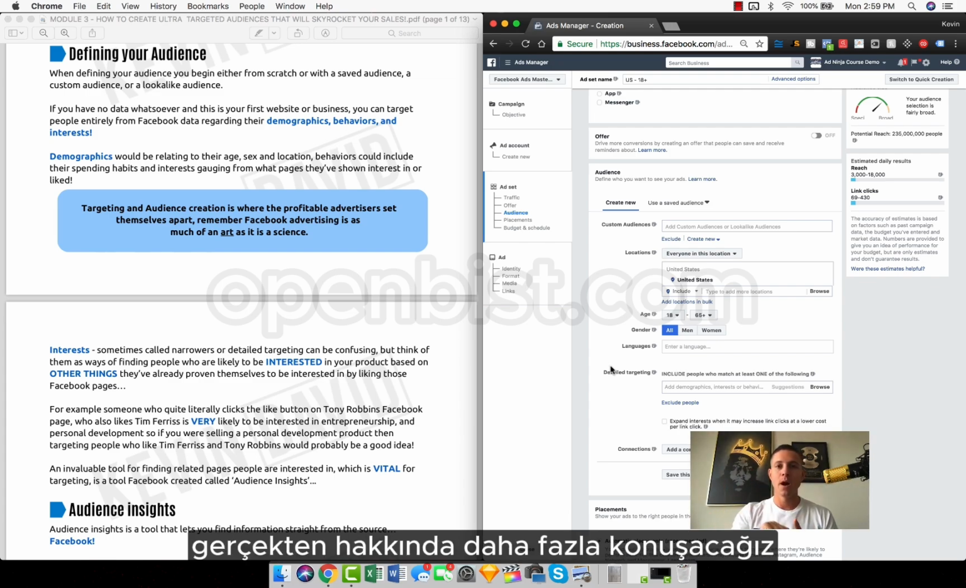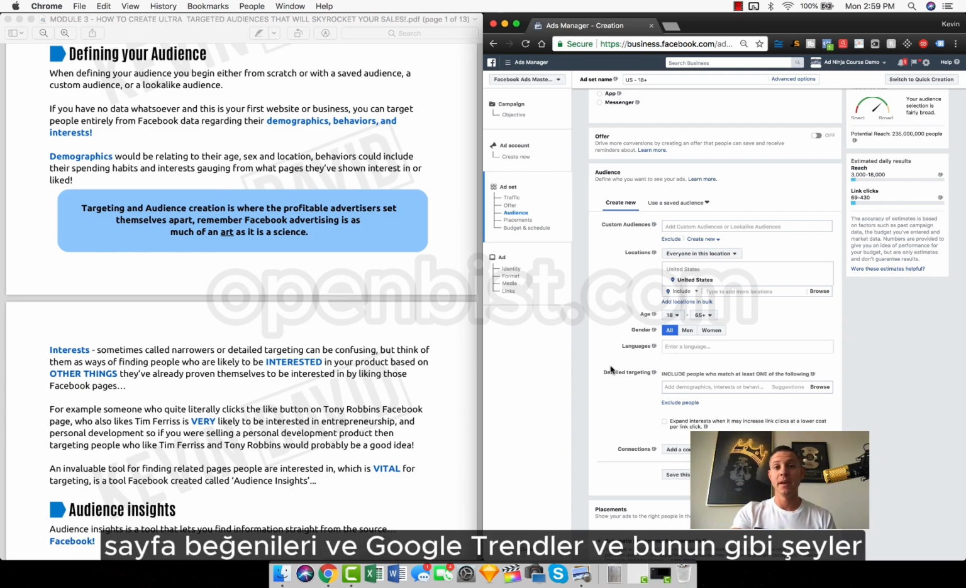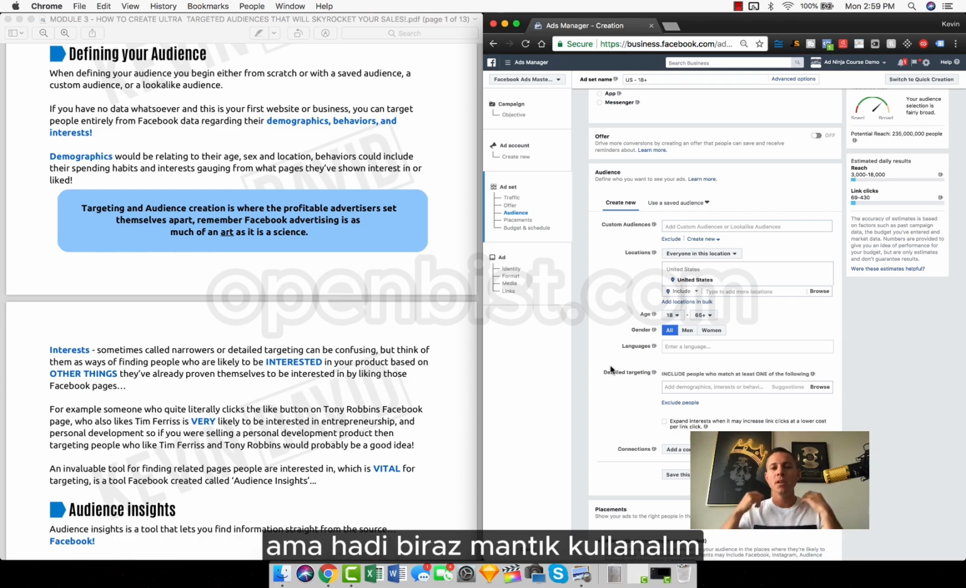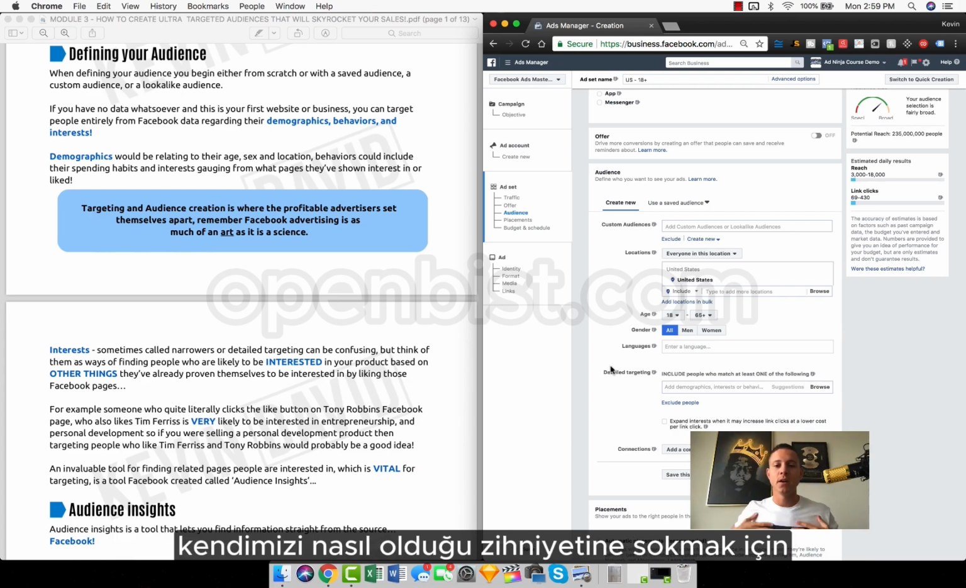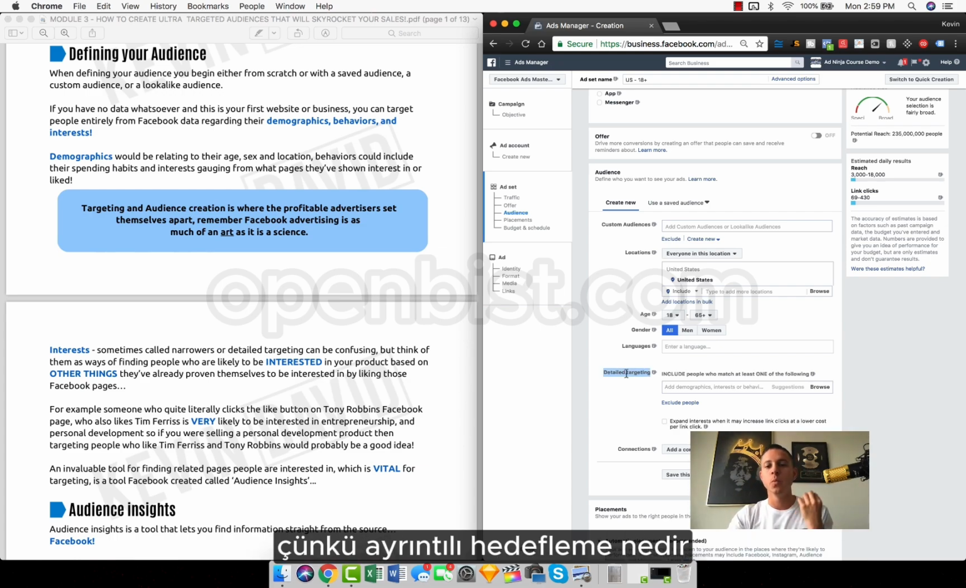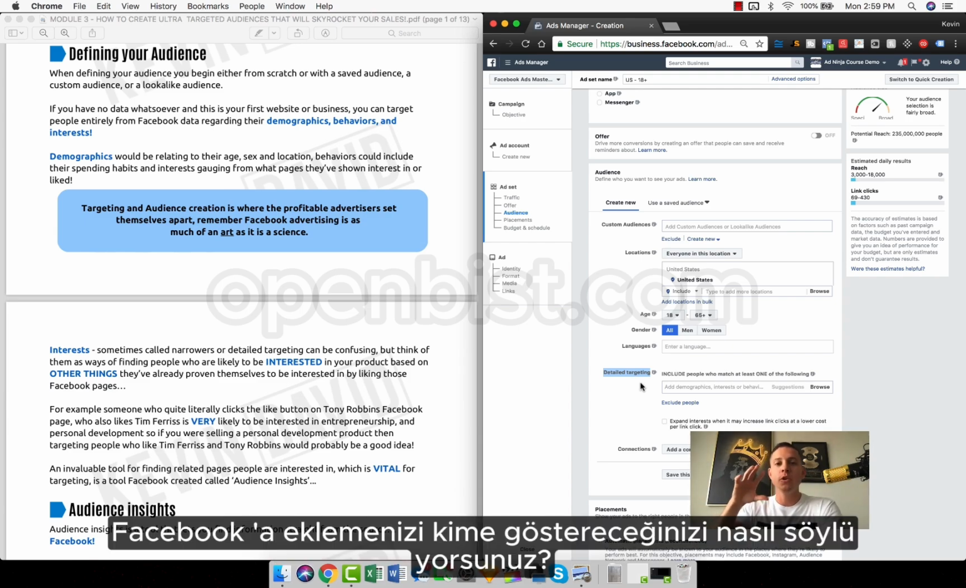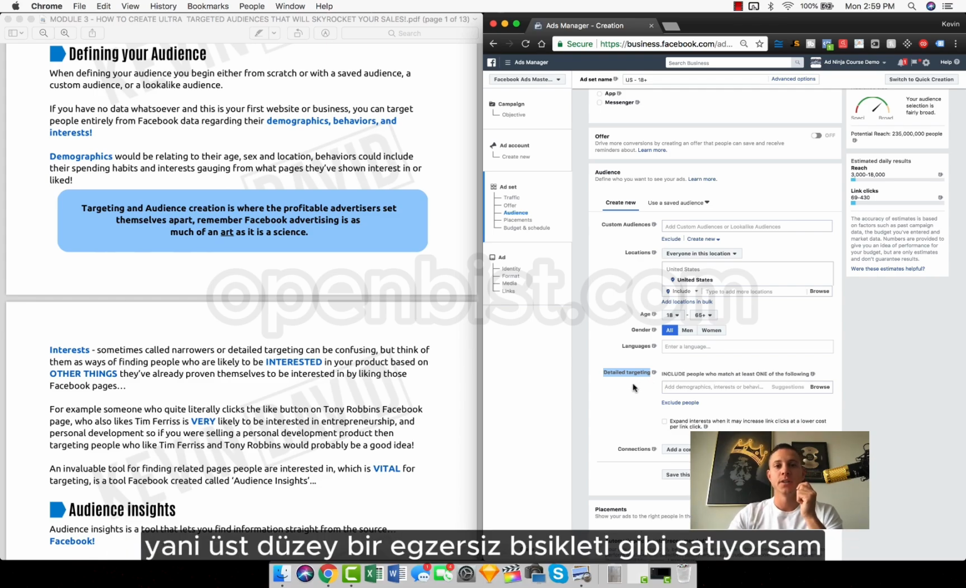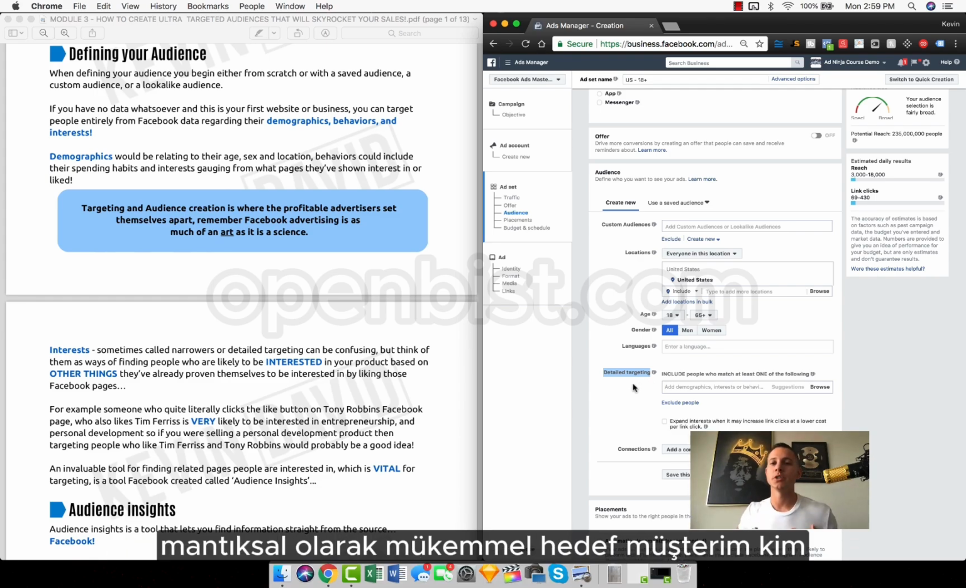And we're going to talk more about how to hone in on this later in this module, using audience insights, page likes, Google Trends and things like that. But let's just use a bit of logic to get ourselves in the mentality of how this works. Because what detailed targeting is, at the end of the day, is how you're telling Facebook who to show your ad to.